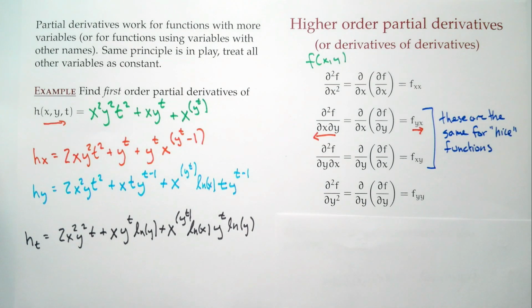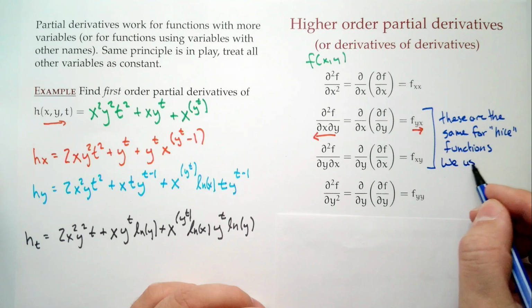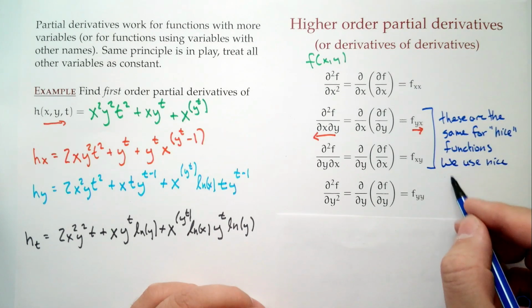In other words, you just need to do one of the two. And we'll do an example where we do both, and we'll say, aha, they match up, woohoo! So these will always match for our class. So we use nice functions. That's the important thing to remember.